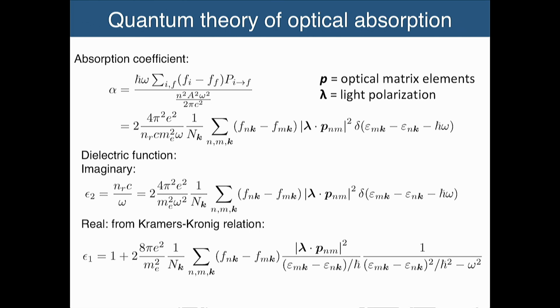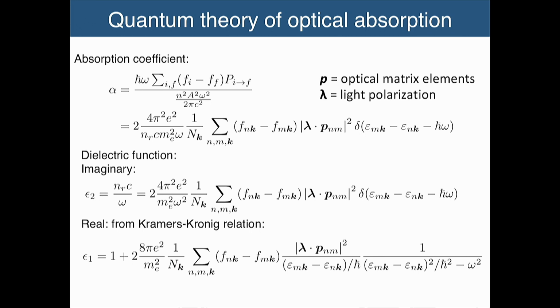And once you know the imaginary part, you can switch to the real part and find the screening properties or the refractive index through the Kramers-Kronig relation. And if you do that, you get this equation. So instead of a delta function, now you have these energy denominators. And one thing to note here is that in the imaginary part, because you conserve energy, you don't need to worry about states far from your photon energy. If your photon energy doesn't match an energy of a transition, you won't have absorption.